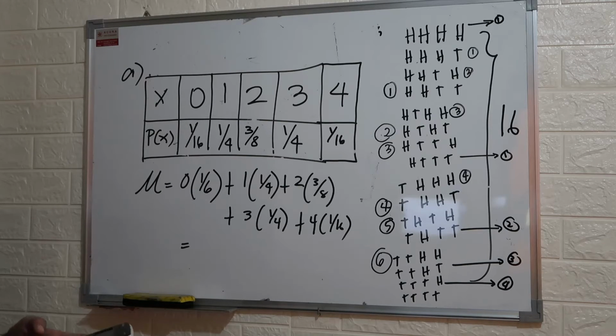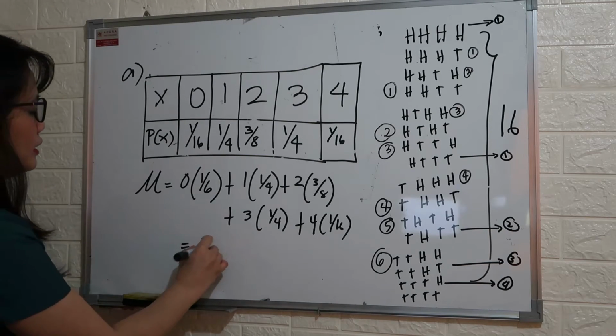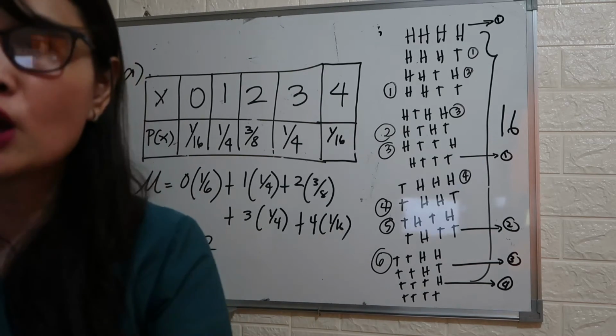Let's check. So we have 1 over 6 plus 1 multiplied by 1 over 4 plus 2 multiplied by 3/8 plus 3 multiplied by 1/4 plus 4 multiplied by 1 over 16. Okay, so the answer is 2. That's correct. Very good. Now, next, what about variance?